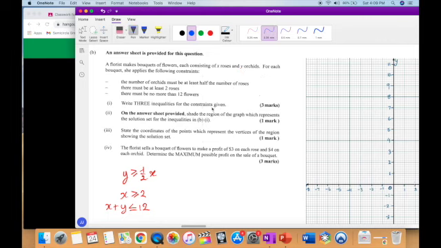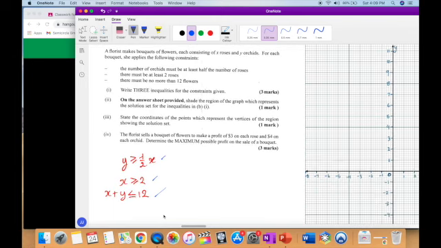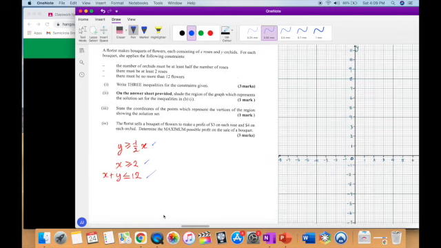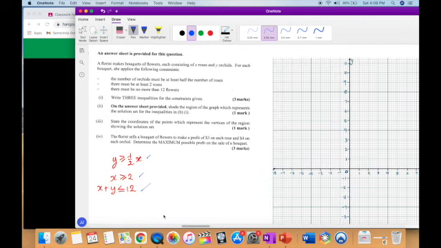So they say write three inequalities for the constraints. We just wrote 3. So that is our 3 marks there. Boom. We on. Right? On the answer sheet provided, shade the region of the graph which represents the solution for the set of inequalities. Well, obviously we don't have an answer sheet, so what you're going to do is draw these 3 lines and shade the region which satisfies all of the inequalities.